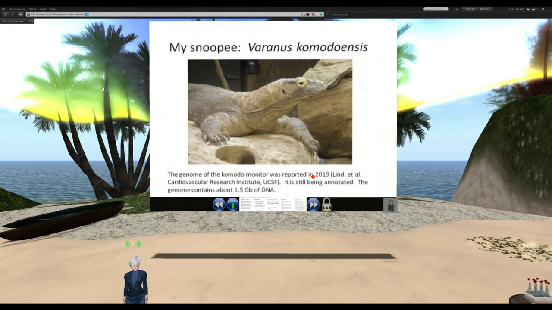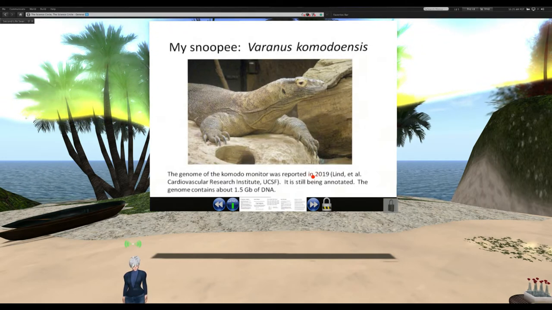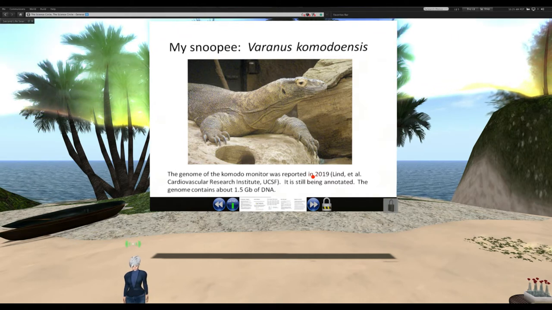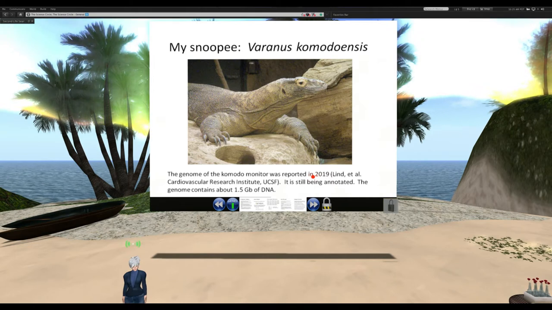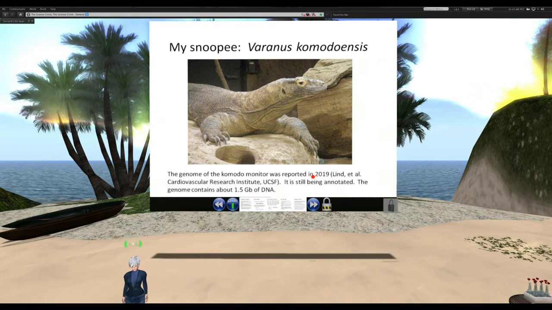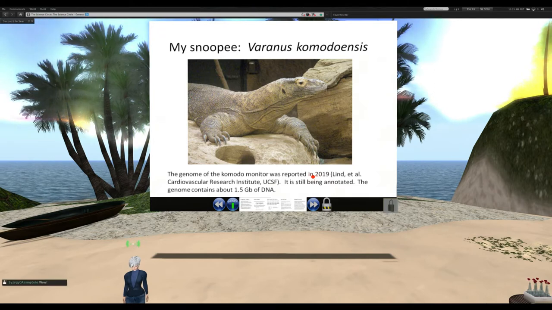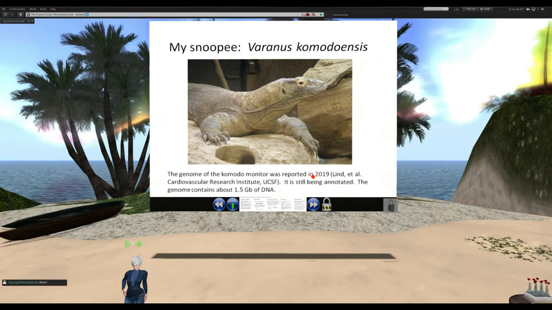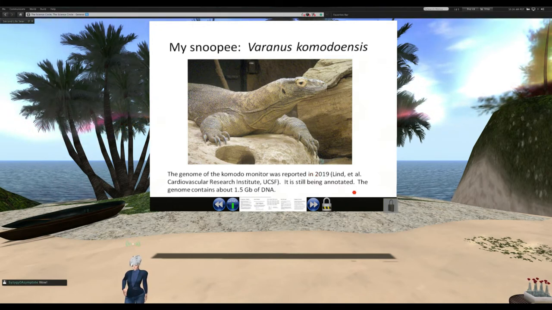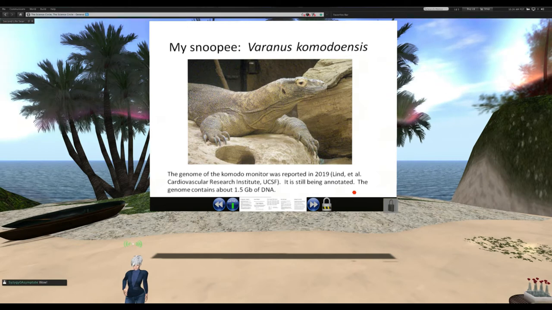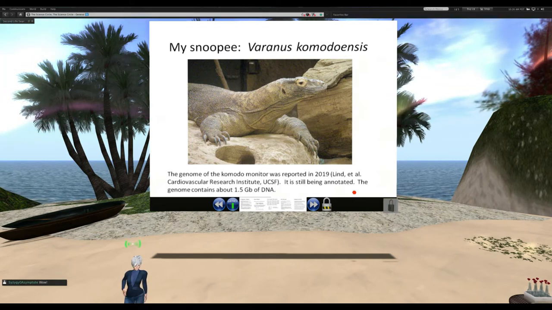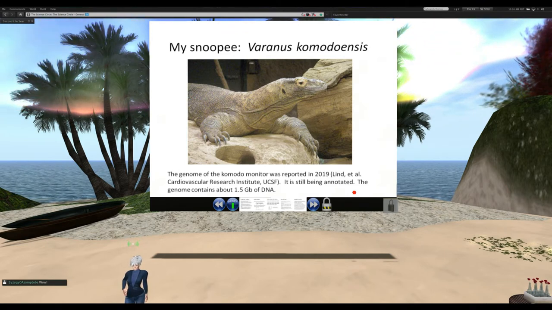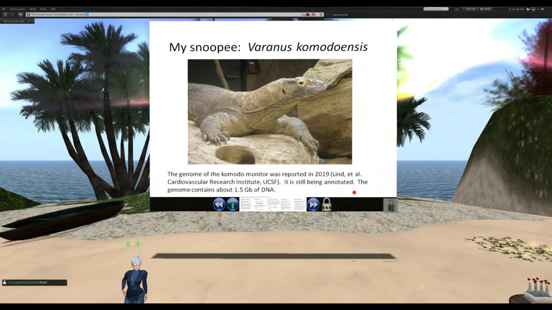So this is my Snoopy. This is Varanus komodoensis, or the Komodo dragon, or the Komodo monitor. And it's quite a big lizard, usually over 10 feet long as an adult. If he was sticking his tongue out, you'd see it's forked like a snake's. The Komodo genome was first reported in 2019 by Lindenall, and it's still being annotated. The genome is about half the size of the human genome and contains about 1.5 gigabases, or 1.5 billion bases of DNA.